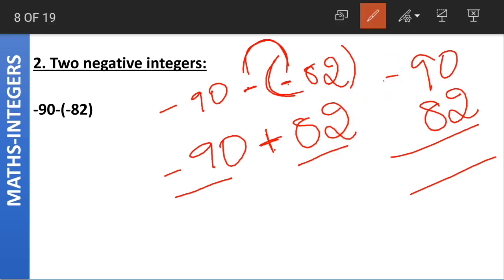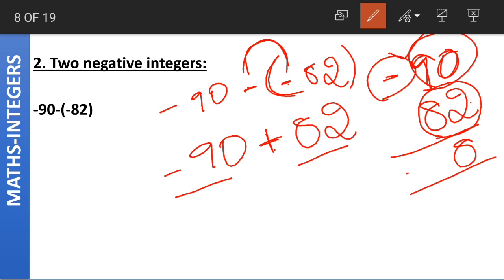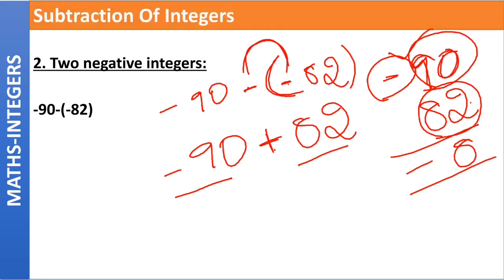Now we are having minus 90 and 82 as our two integers. What do we do? We subtract the lower absolute value from the higher absolute value. 90 minus 82 is 8. And which sign shall we put here? 90 is having the higher absolute value. 90 is having a negative sign. So the answer will also have the negative sign. Understood? The same rules which we have followed for addition apply to subtraction as well.